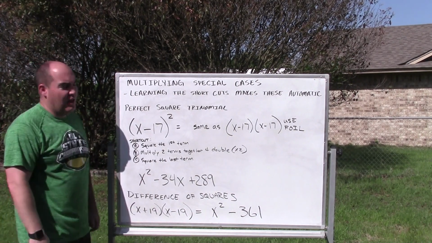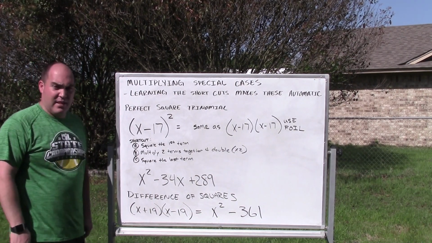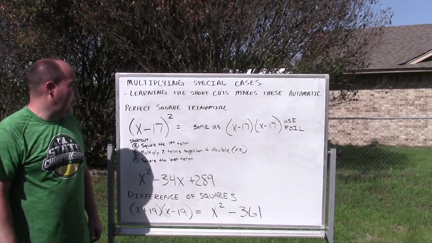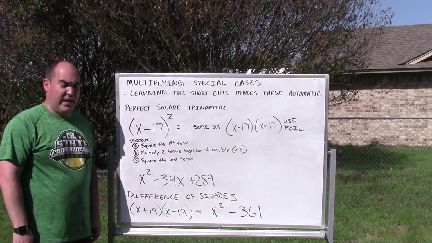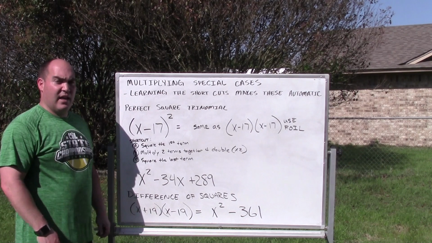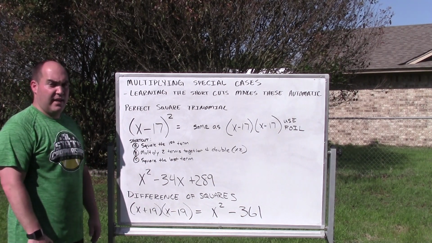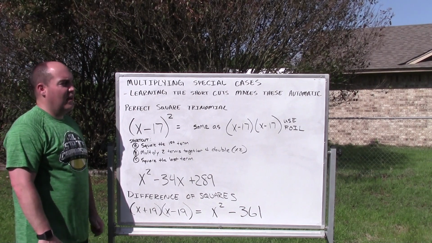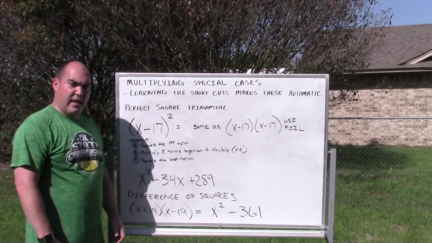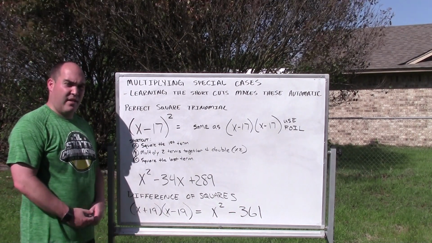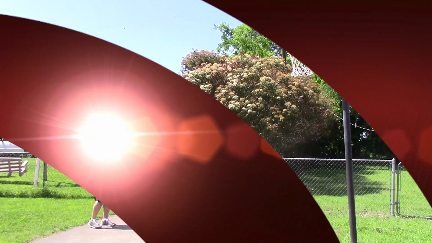So anyhow, what we're doing today, we still got some polynomial stuff to work on. We're multiplying special cases, all right? You can always use FOIL, just like we've done in the past, but I want you to learn these shortcuts because it's going to make these things automatic, just like my jumper.